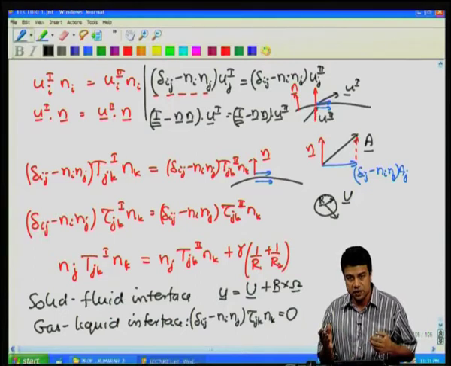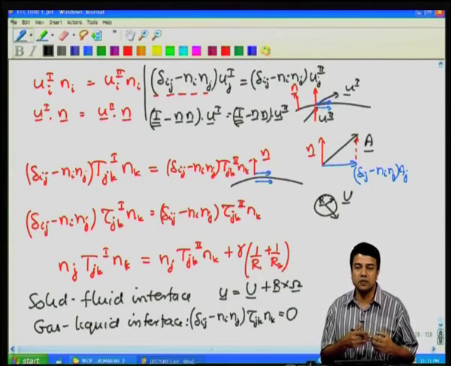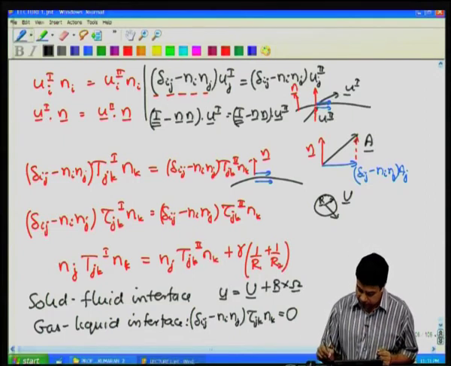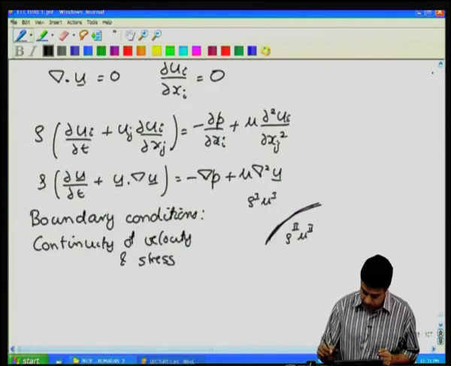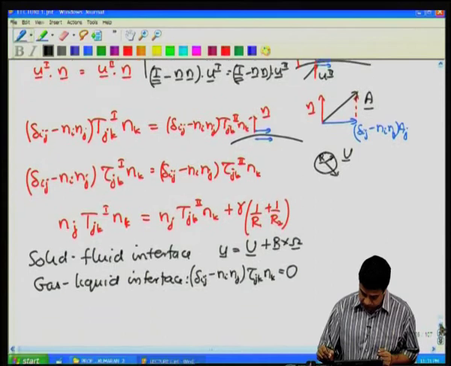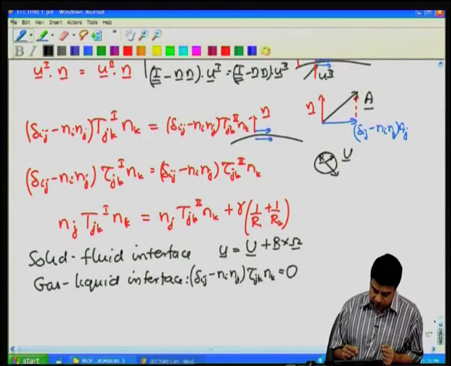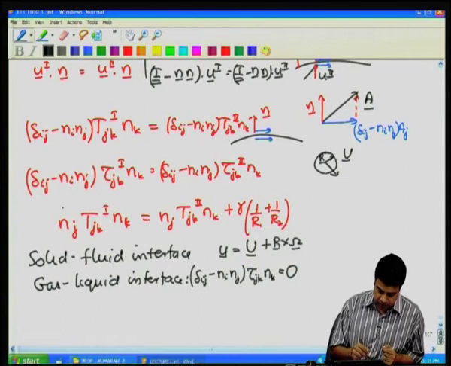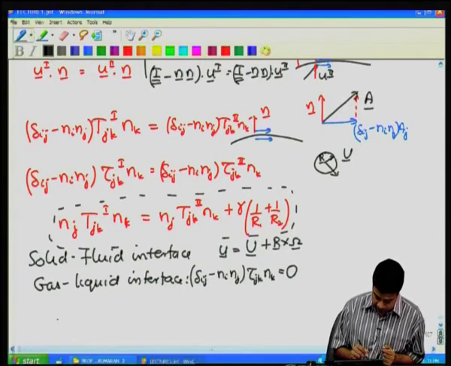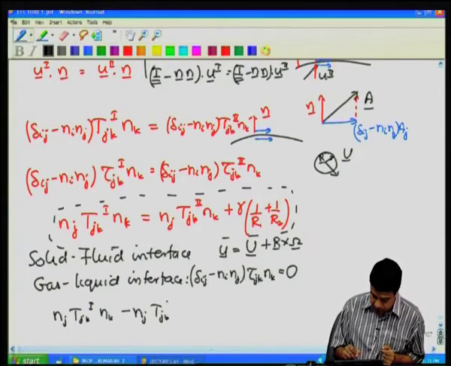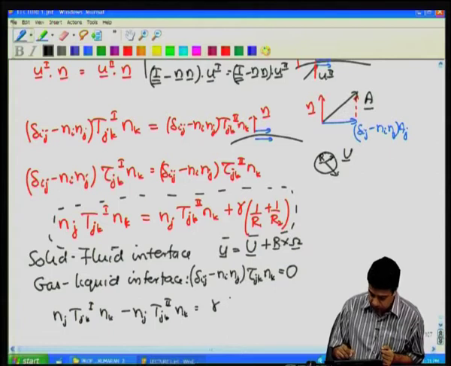Therefore, the shear stress in the liquid has to come down to that same value as you approach the interface. And the normal stress boundary condition is exactly the same as this one. The normal stress boundary condition that you would apply at a gas-liquid interface is exactly the same as this one. So, this is n_j τ_jk^(1) n_k minus n_j τ_jk^(2) n_k is equal to gamma into (1/R1 + 1/R2).